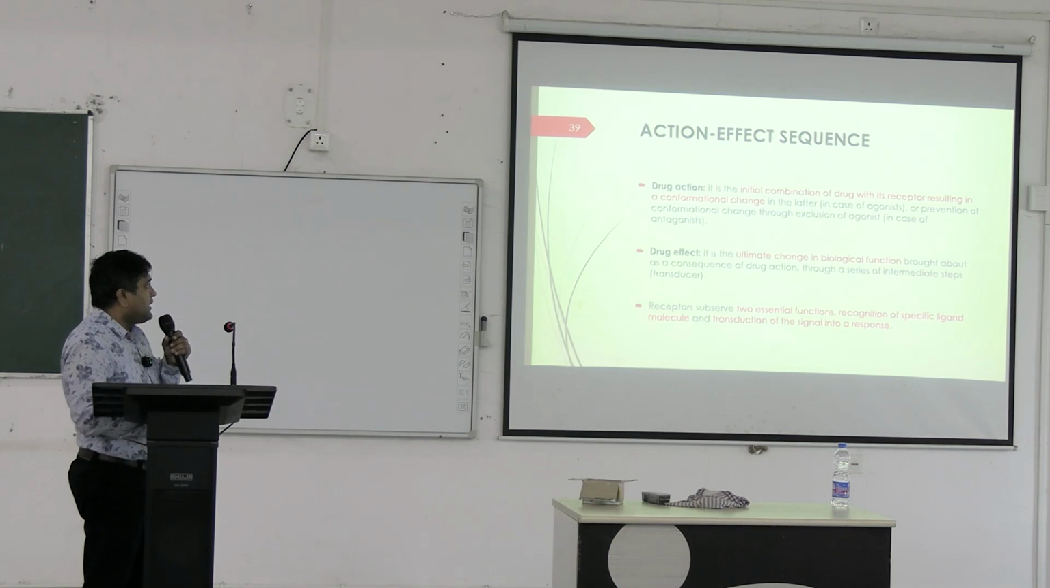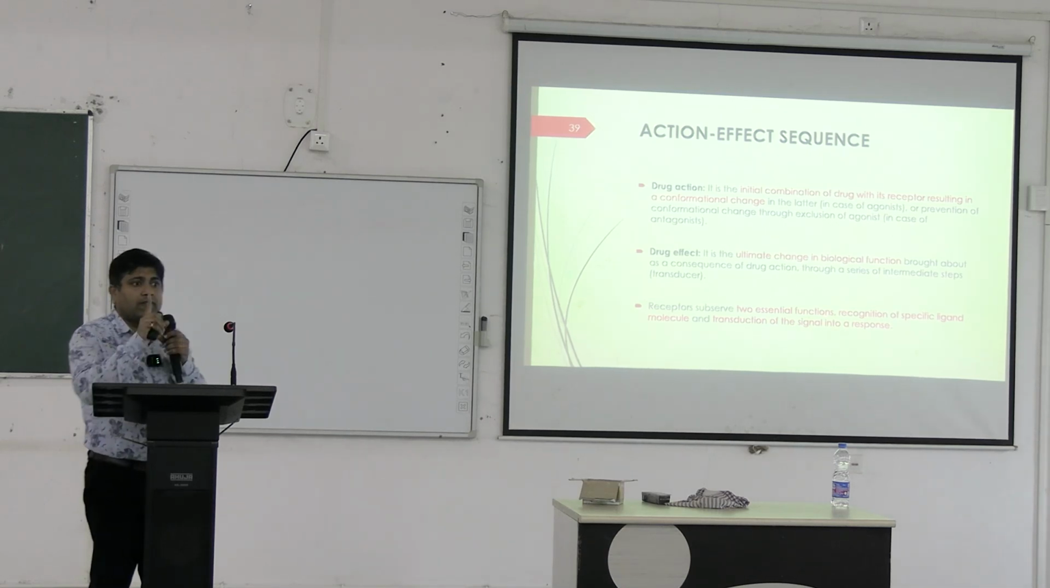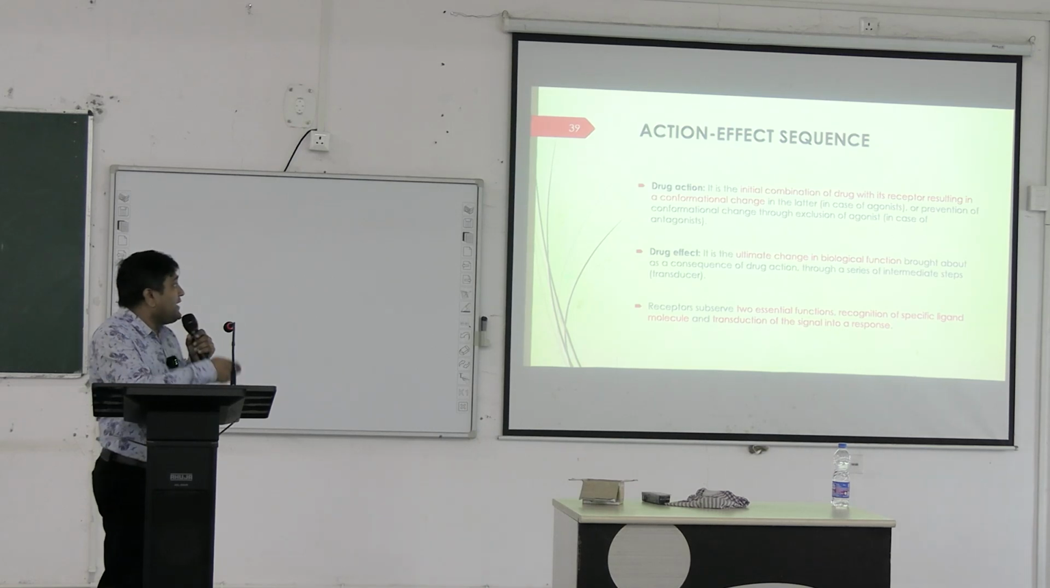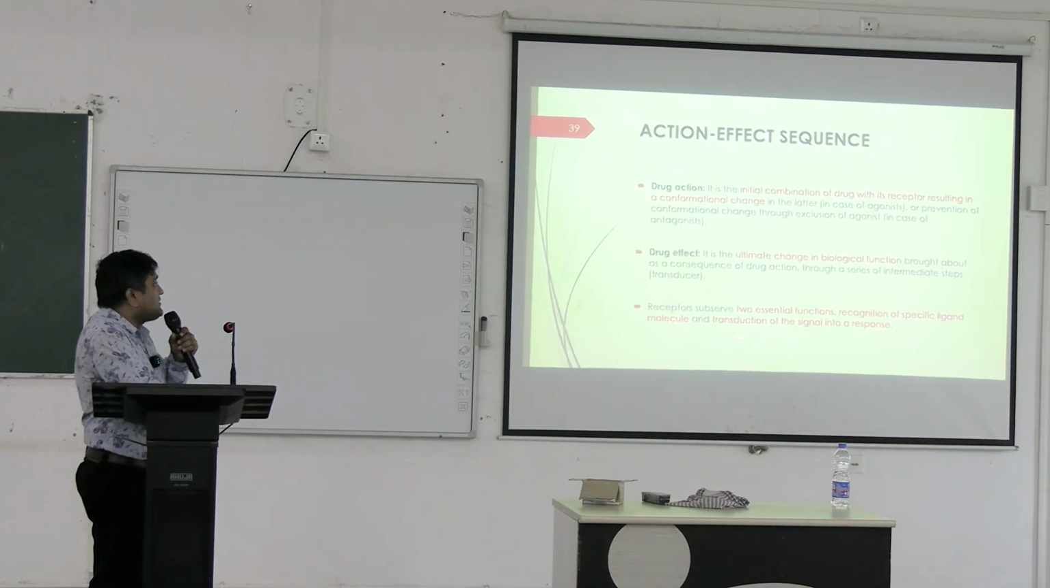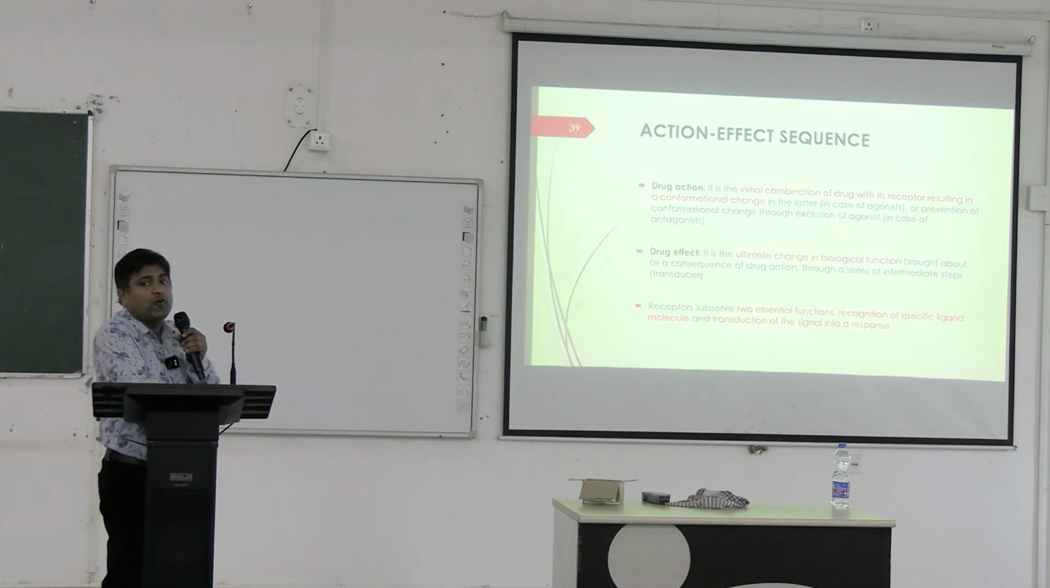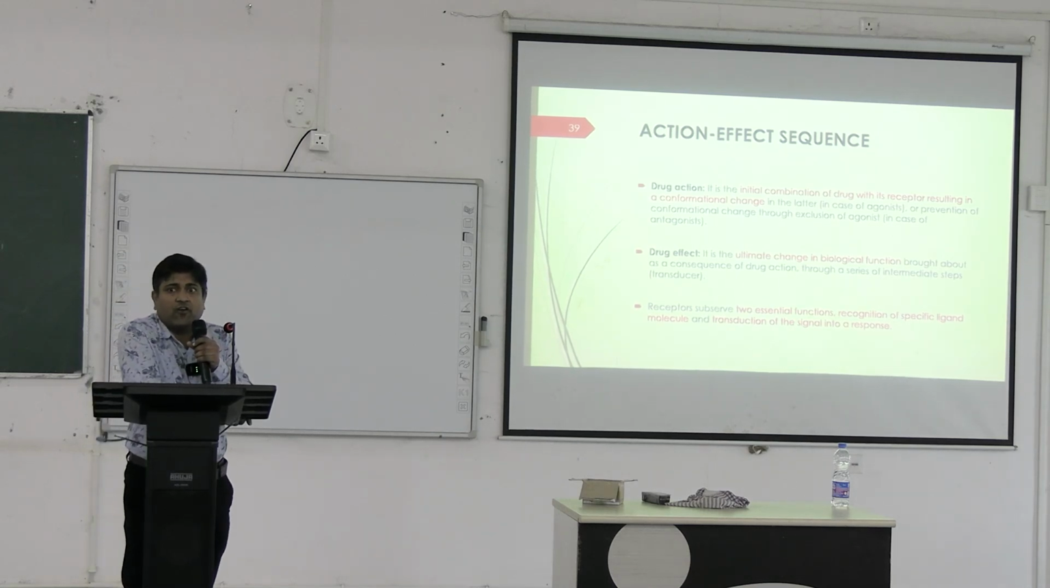Receptor serves two essential functions. Number one is ligand binding, recognition of the specific ligand, and number two is transduction of the signal into a response. These are the two functions of a receptor.